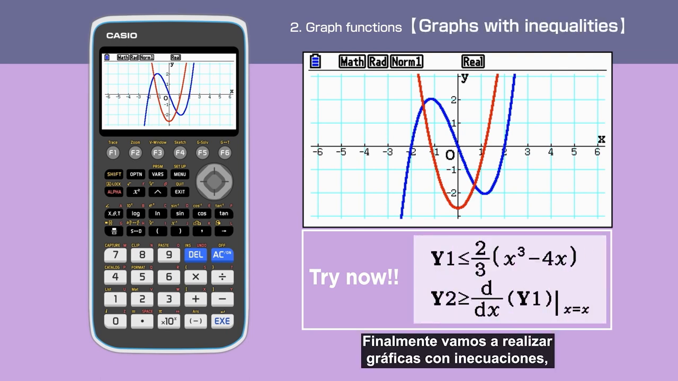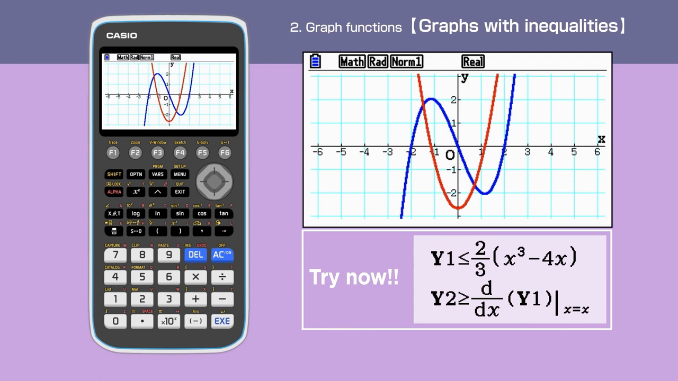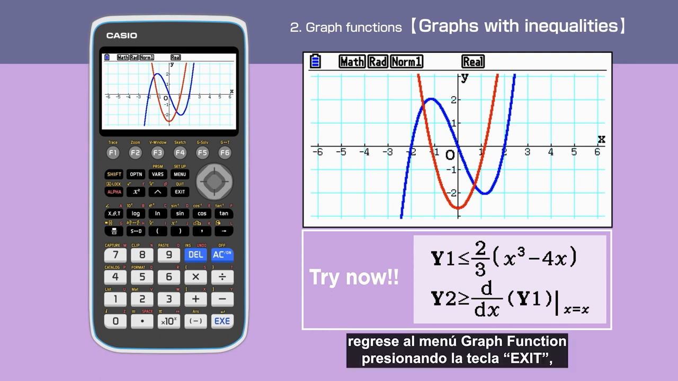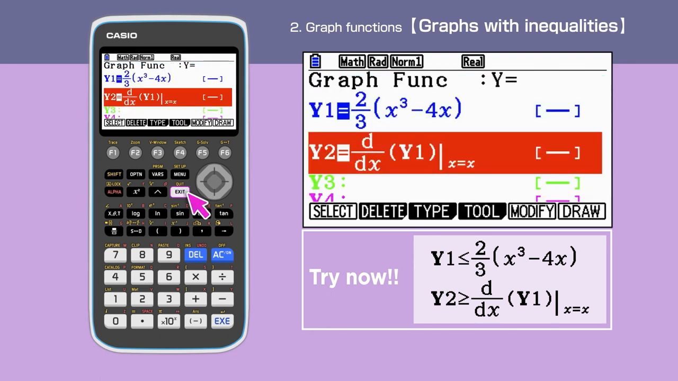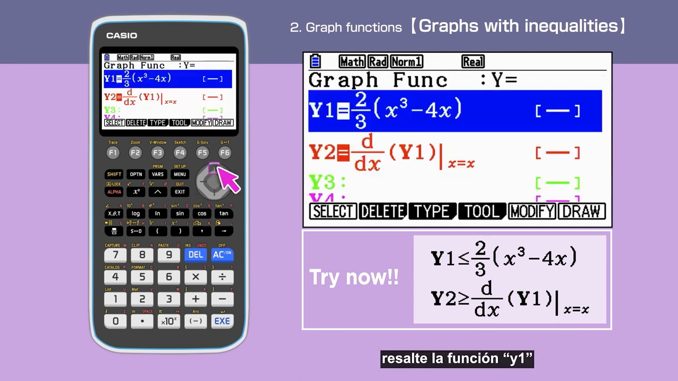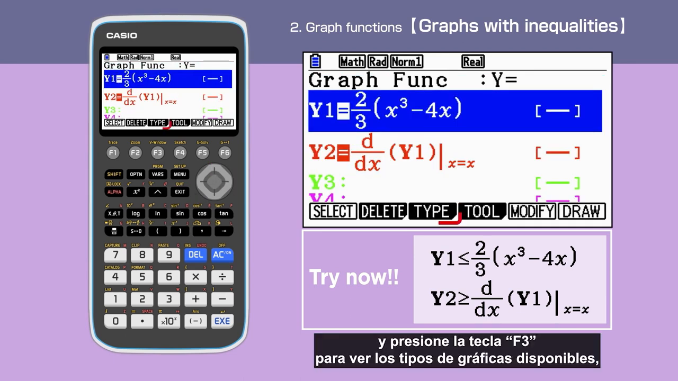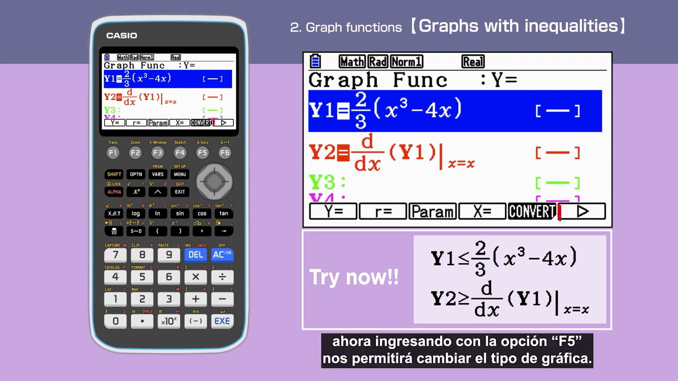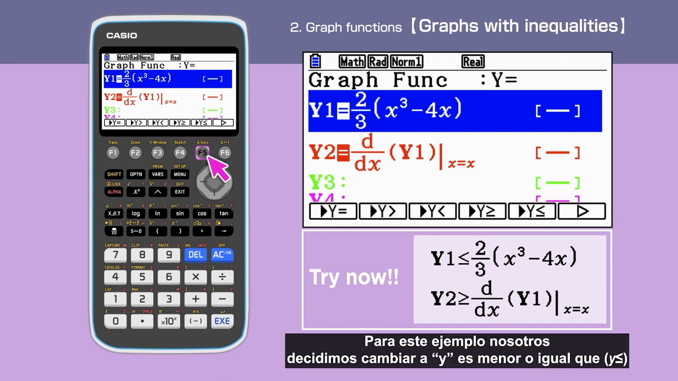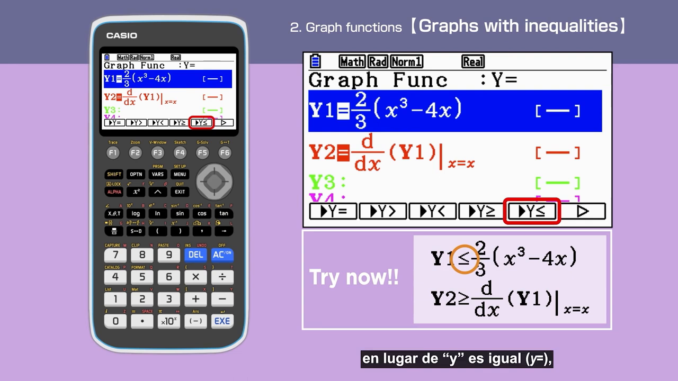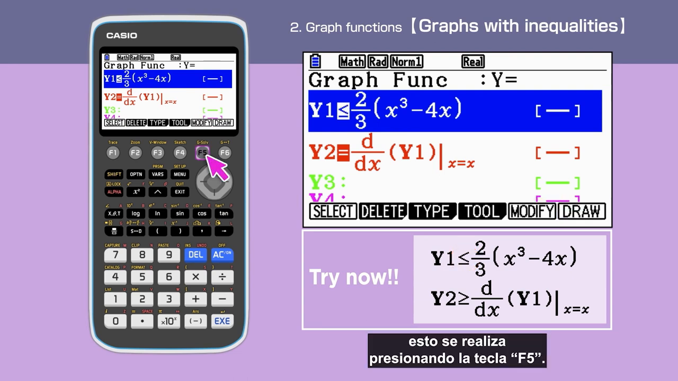Lastly, we are drawing graphs with inequalities. Go back to the graph function screen by pressing Exit. Highlight the y1 function. Press F3 to display the graph type command. Entering F5 allows us to change graph type. For this example, we choose to change y is smaller than or equals to instead of y equal. This can be done by pressing F5.